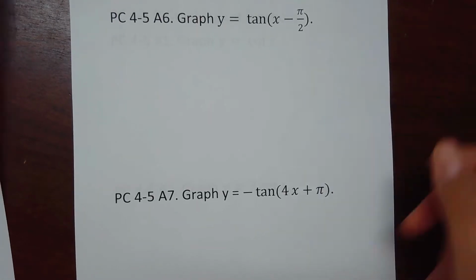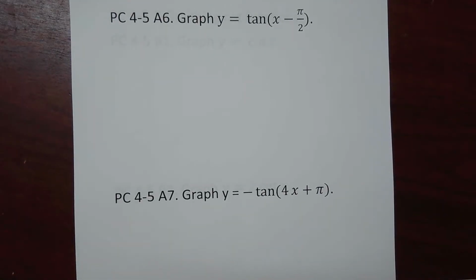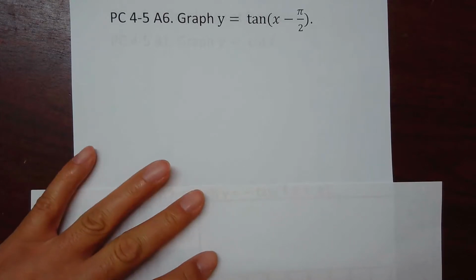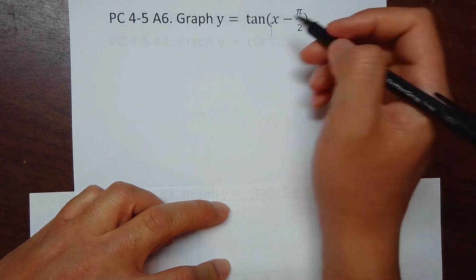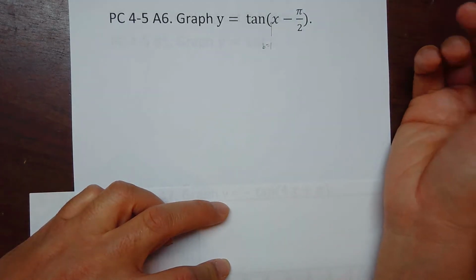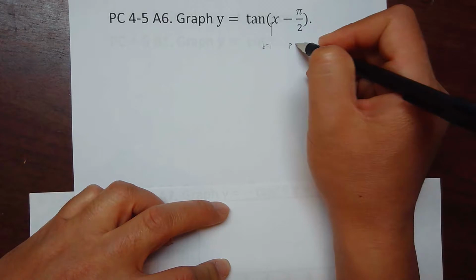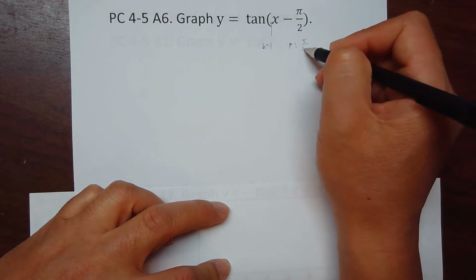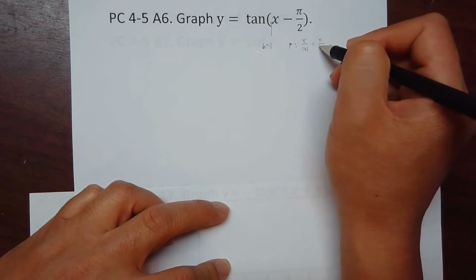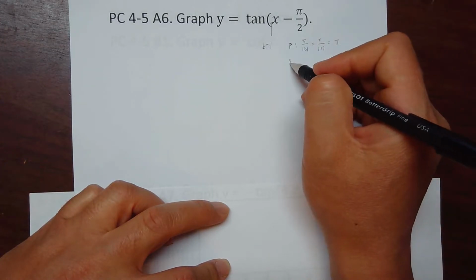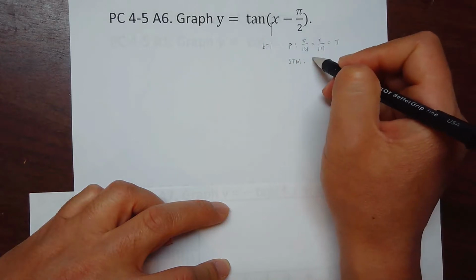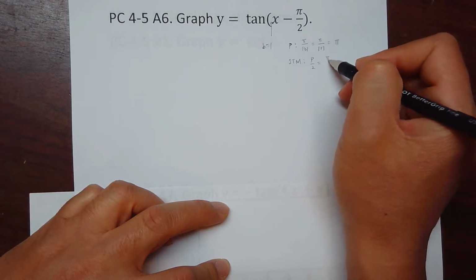Okay, let's try graphing y equal to tangent of parenthesis x minus pi over 2. So the value of b here is equal to 1, meaning the period calculation will be pi over the absolute value of b, pi over the absolute value of 1, which gives you pi. For the 1 tick mark calculation, the period divided by 2, the period was pi, so pi over 2 is 1 tick mark.